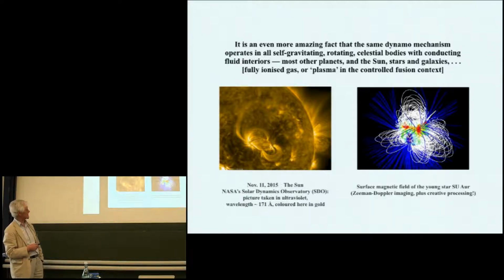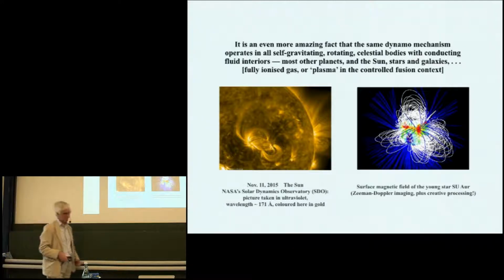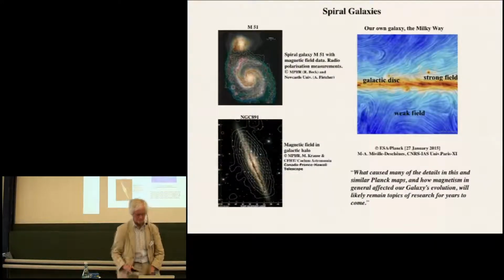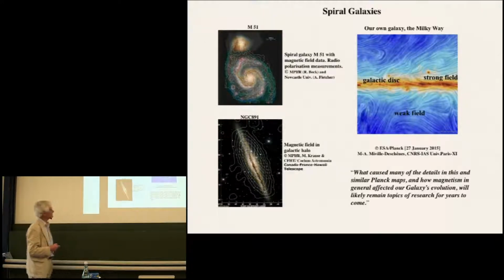These are pictures of the Sun and the solar magnetic field, just to give you an idea of the context. And here's some great erupting loop from the surface of the Sun. This is more an artist's image, but it's based on numerical computation of the surface magnetic field of a young star. It's Zeeman Doppler imaging plus a bit of creative processing. This is our own galaxy, the Milky Way, in which you have a strong magnetic field in the disk of the Milky Way and a rather weaker magnetic field in the halo outside.